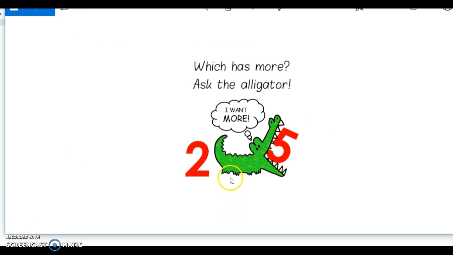So if you get confused on remembering these symbols, it's actually kind of easy to look at them in terms of an alligator eating the bigger number, right? Which has more? Ask the alligator. So obviously 2 is less than 5, so the alligator is opening its mouth toward number 5, so 5 is greater than 2. So use this example if you do forget, is it greater than symbol or is it less than symbol? Just go back to this image.